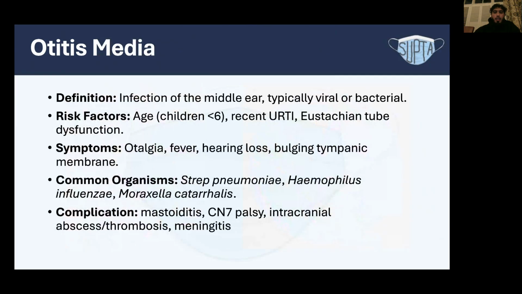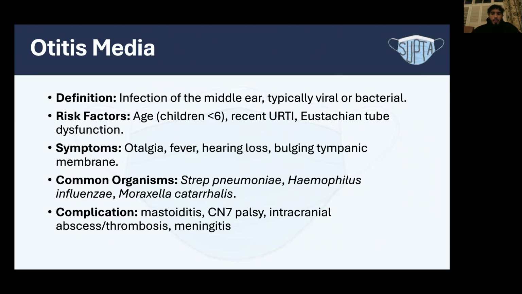Otitis media. So this is a middle ear infection, usually preceded by URTI, because remember what we said, the eustachian tube goes from the nasopharynx to the middle ear. So the bacteria that cause this usually are ones that are quite well known for causing URTIs, right? So things like Strep pneumoniae, H flu, and also Moraxella, more of an atypical bacterial infection.